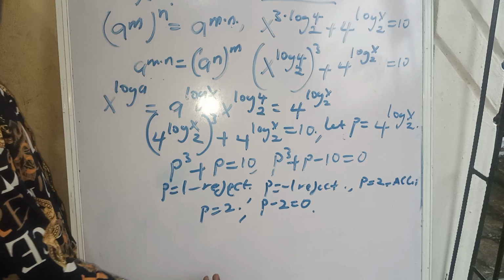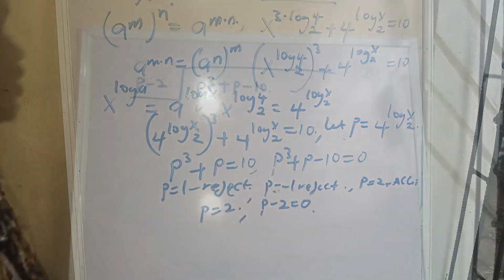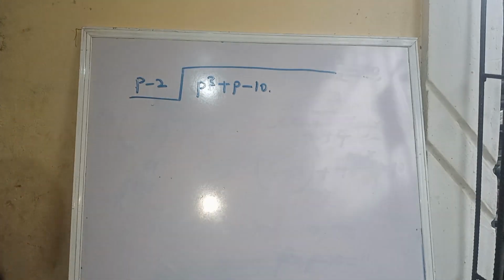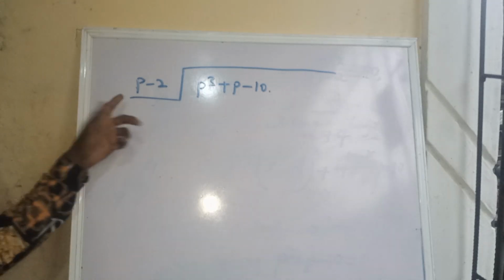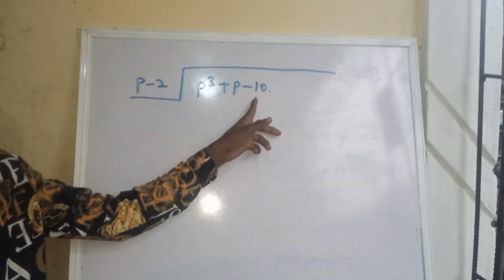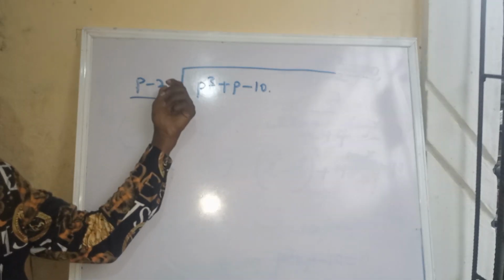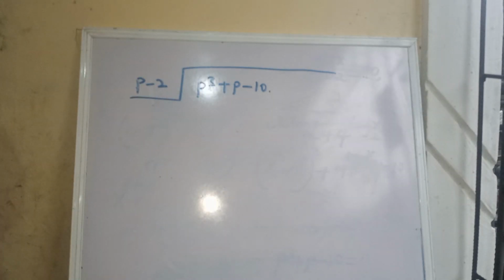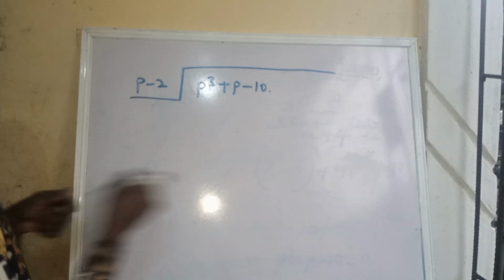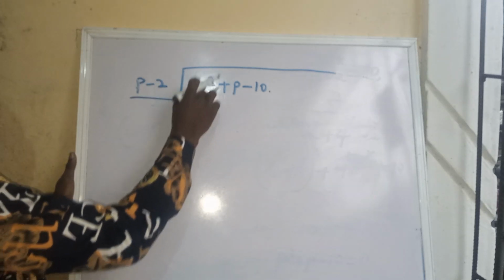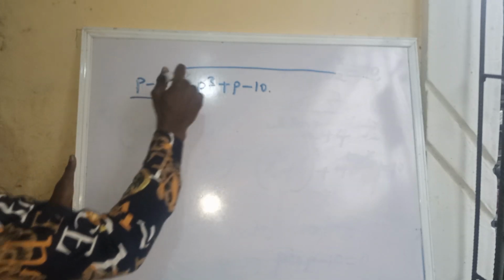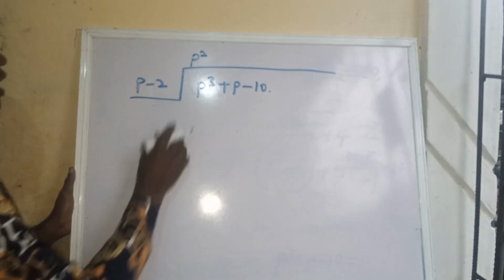So let's see how we can do that. Okay, now let's apply the long division method. The long division method says we are just going to use the leading term to divide, then multiply this with what we divide, then multiply this with what we divide also. So let's apply the long division method. If we divide p to the power of 3 by p, we are going to have p squared.